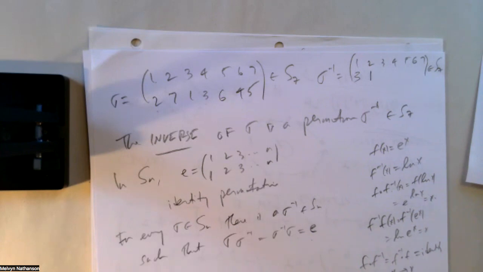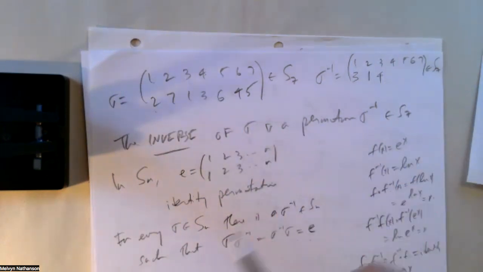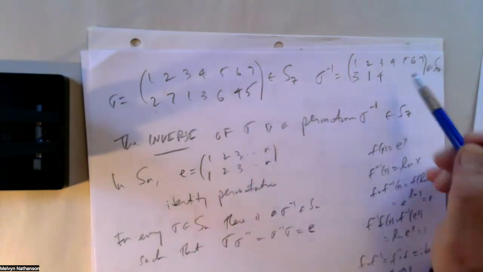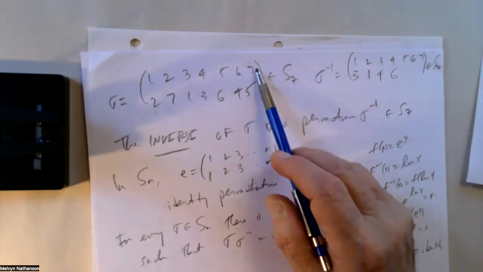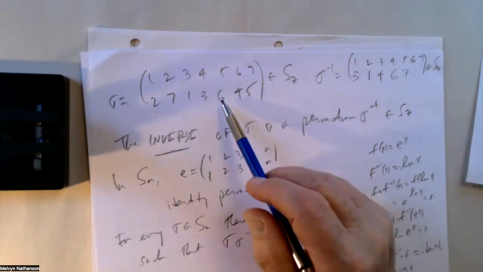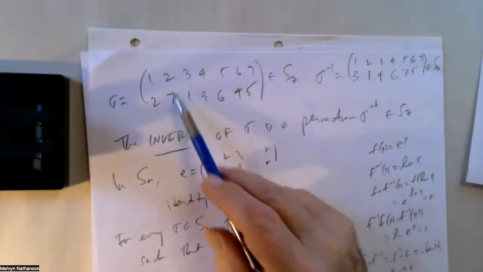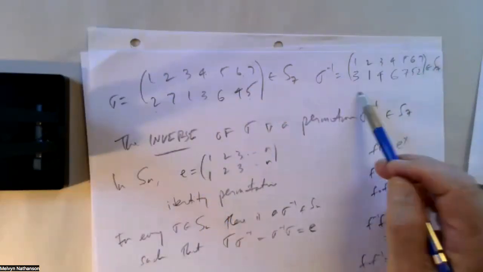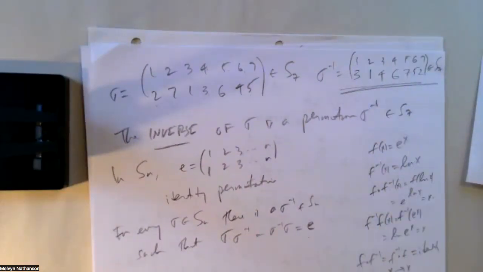Sigma sends 4 to 3, so the inverse has to send 3 back to 4. 6 goes to 4, so 4 has to go back to 6. 7 goes to 5, so 5 has to go back to 7. 5 goes to 6, so 6 has to go back to 5. And 2 goes to 7, so 7 has to go to 2. So this is sigma inverse. That's the inverse of the permutation.